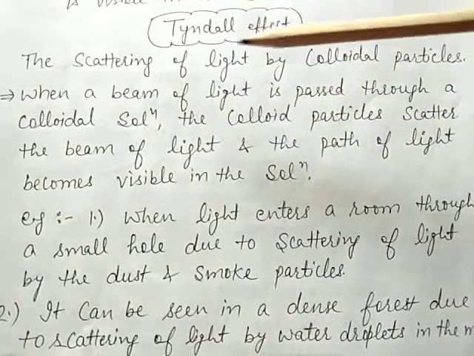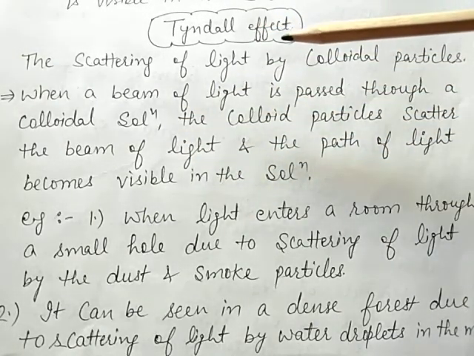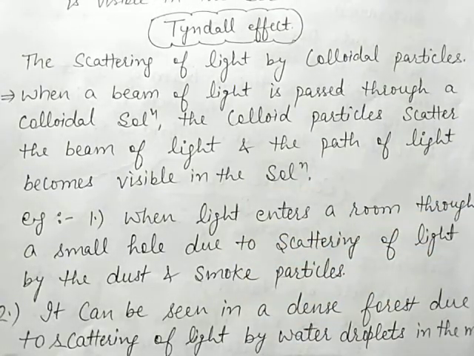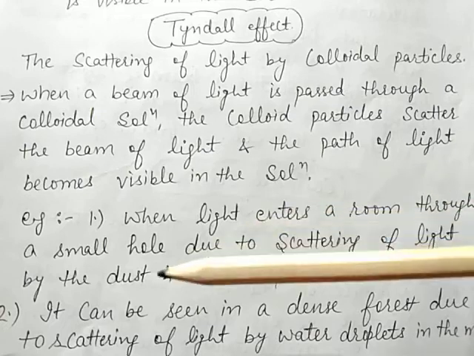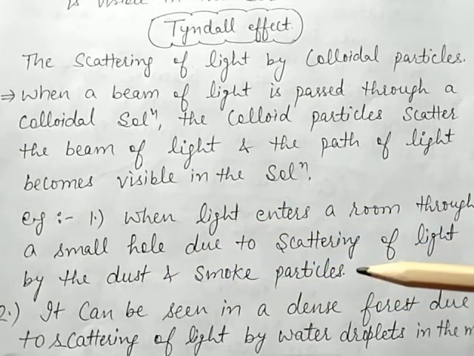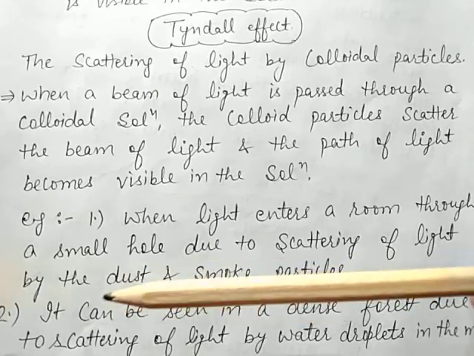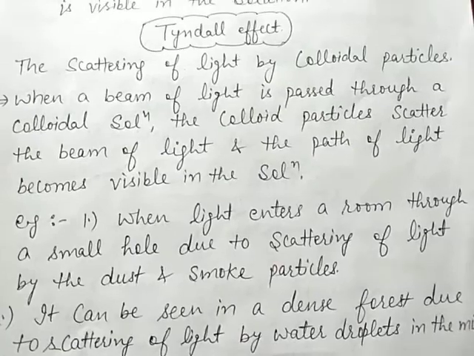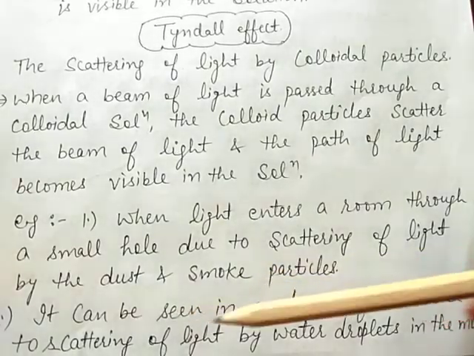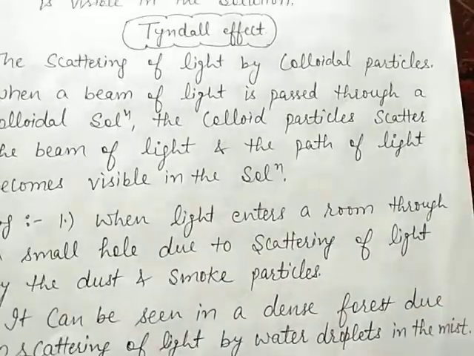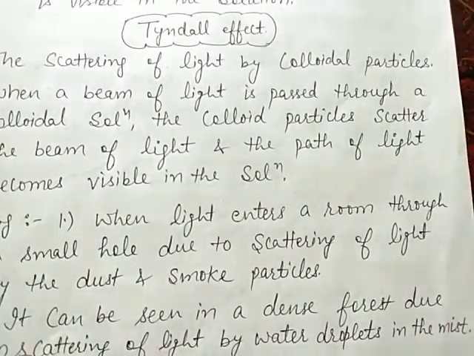What are the observations which show Tyndall effect? First, when light enters a room through a small hole, due to the scattering of light by the dust and smoke particles. Second, we can see in a dense forest, due to the scattering of light by the water droplets in the mist.